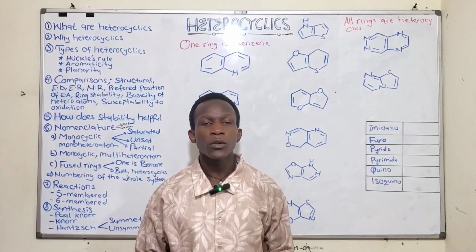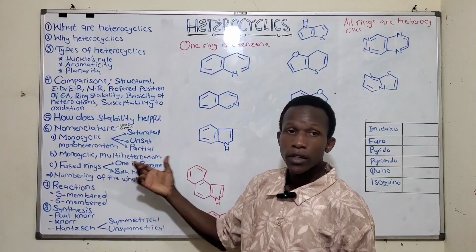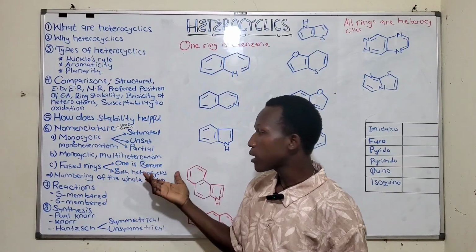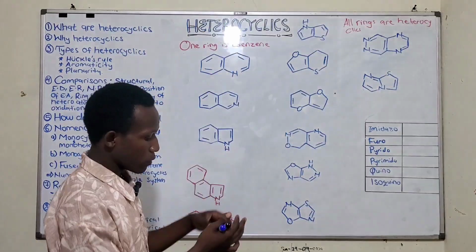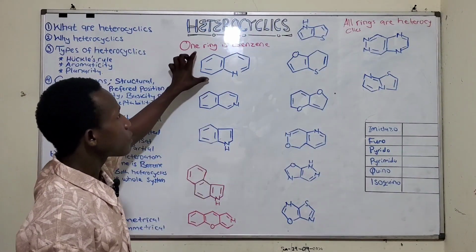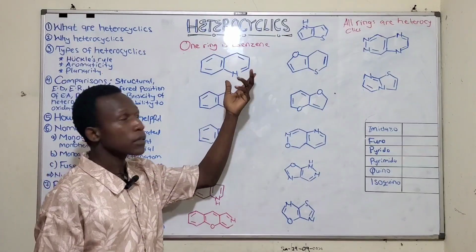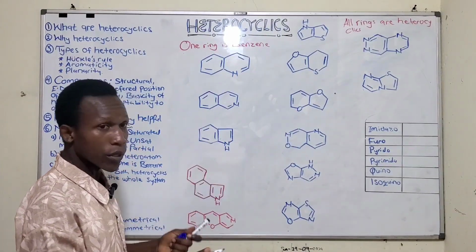Okay, same guys. So on the heterocyclics, let's talk about the fused rings, where one ring is benzene and where all rings are heterocyclics. Here we have structures which we are using as examples. Here the structures, one ring is benzene, another ring is heterocyclic. How do we name them?